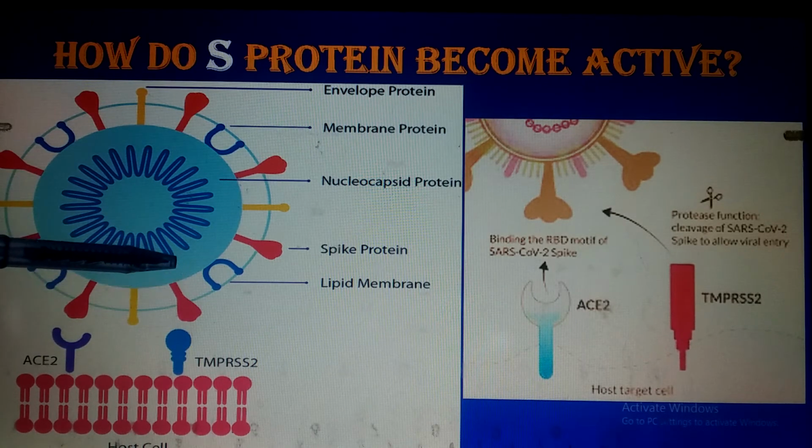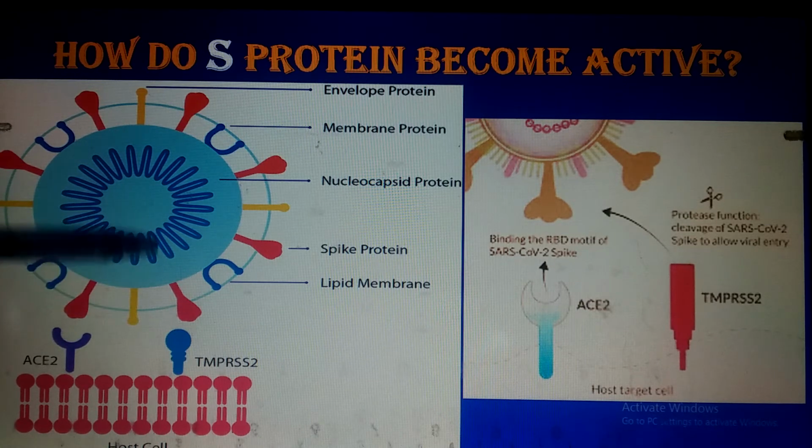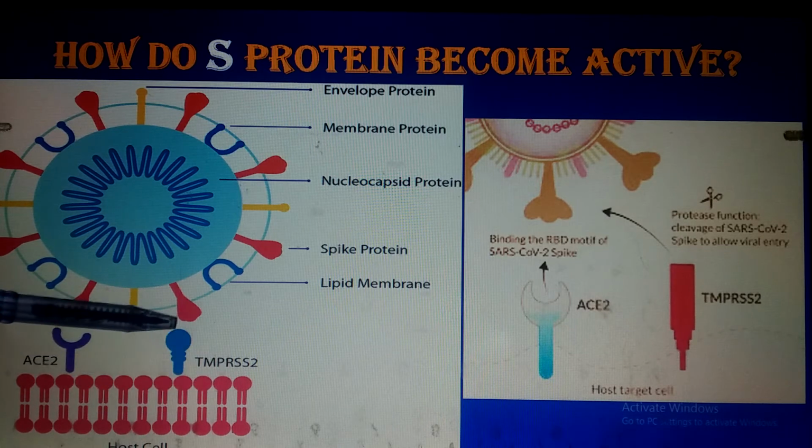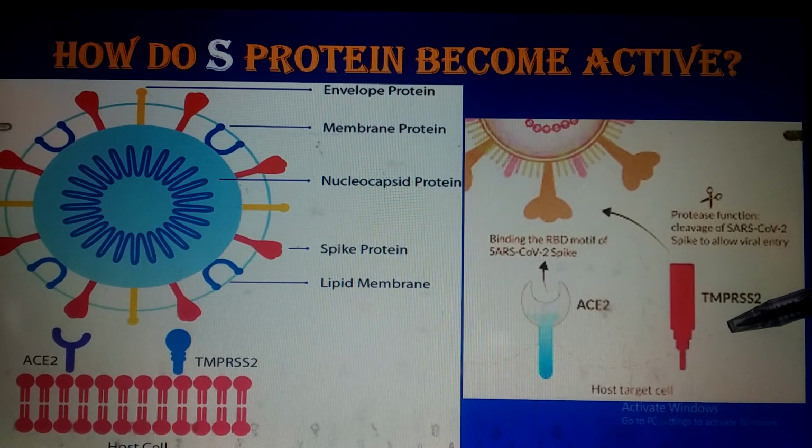As I have discussed, the spike protein is present in an inactive form when it does not come in contact with the host cell. So after the coronavirus comes and attaches with ACE2, what will happen? The transmembrane protease activates it by the cleavage of the S protein into its subunits S1 and S2. You can see these transmembrane proteases act like a scissor, responsible for the cleavage of the S protein or spike protein into its subunits S1 and S2.